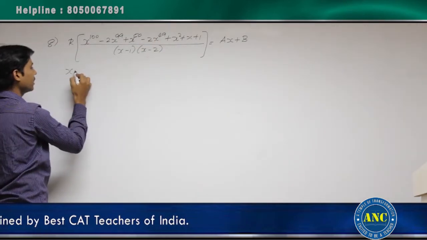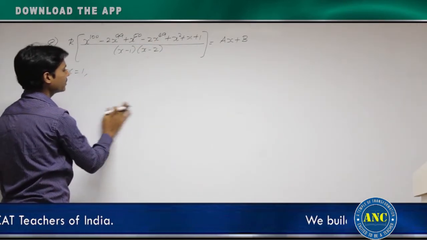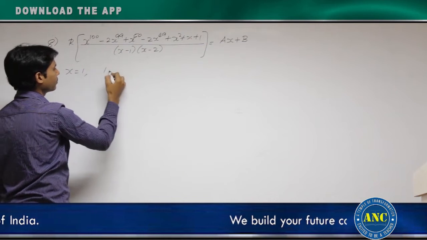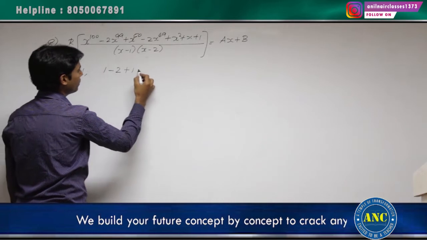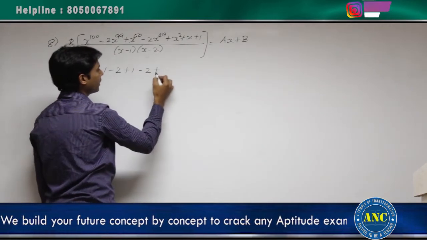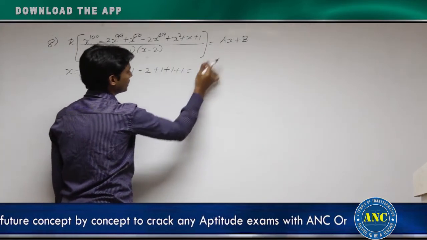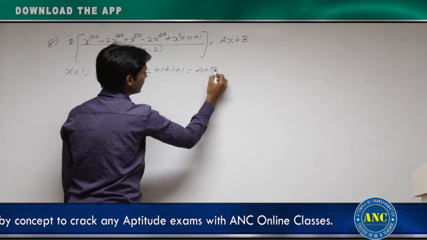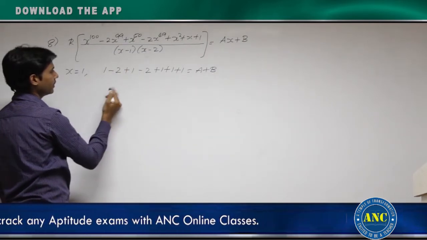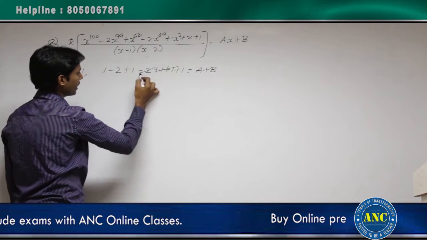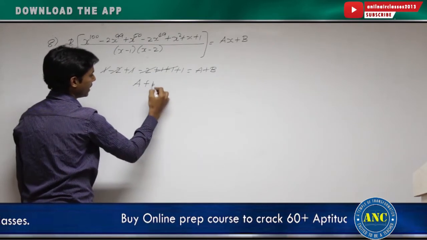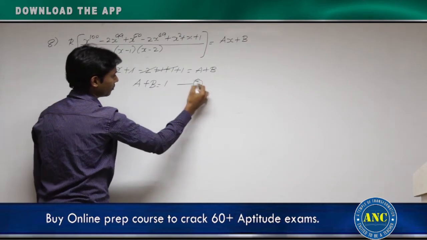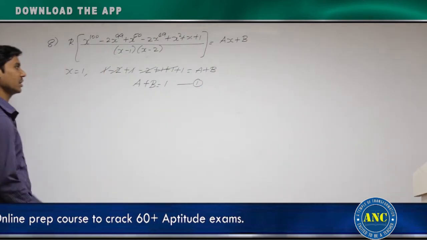First let me substitute x = 1. It becomes 1^100 - 2 * 1^99 + 1^50 - 2 + 1 + 1 + 1, and on the other side it is a + b. If I simplify, -2 and +2 cancel, +2 and -2 cancel, and you are left with 1. So a + b = 1 is the first equation.